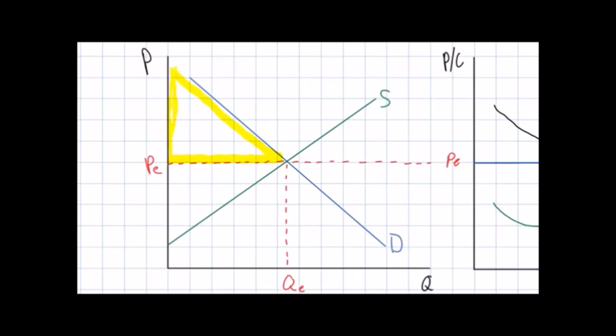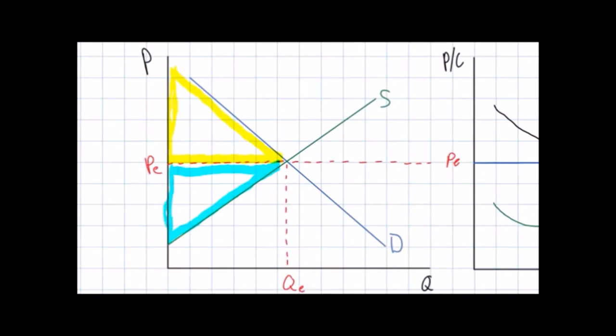Producer surplus, on the other hand, referred to the total welfare of producers who were able to sell their product at a price greater than their cost of production. In other words, producers who would have been willing and able to sell their product at a lower price, but instead are able to sell it at the higher price of PE. Graphically, producer surplus is shown by the area below the equilibrium price and above the supply curve, the area I'm outlining in blue in our graph on the left.